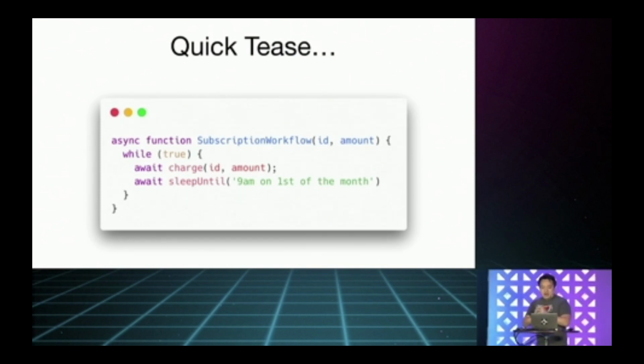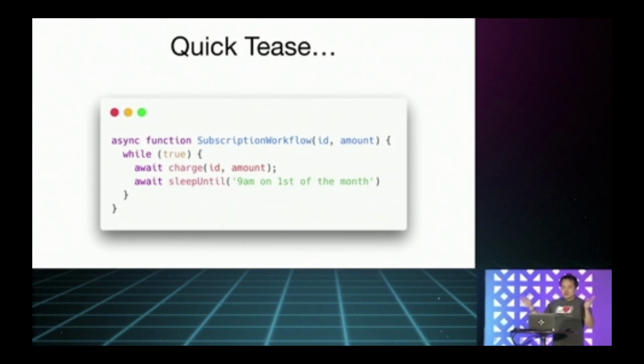Okay, so a quick tease of what we're going to do. I'm going to introduce to you a programming concept called a workflow. A workflow is a persistent, durable function. So you can do things like call some kind of side effect, like charge a credit card, and then sleep durably until some arbitrary time in the future, like 9 a.m. the first of the month every month. And imagine what you could do if you had a programming abstraction like that. And we'll just explain a little bit, and I'll tell you what that has to do with React.